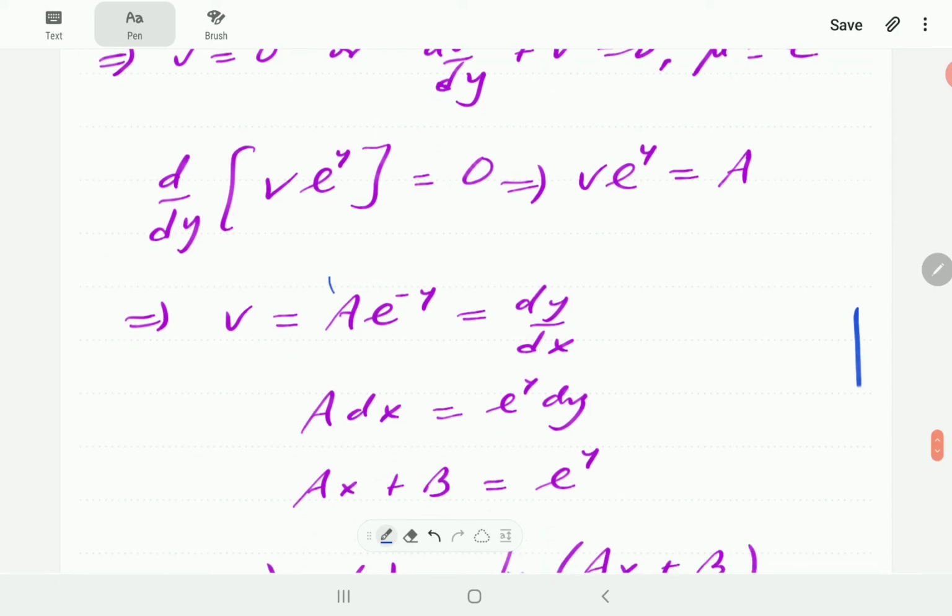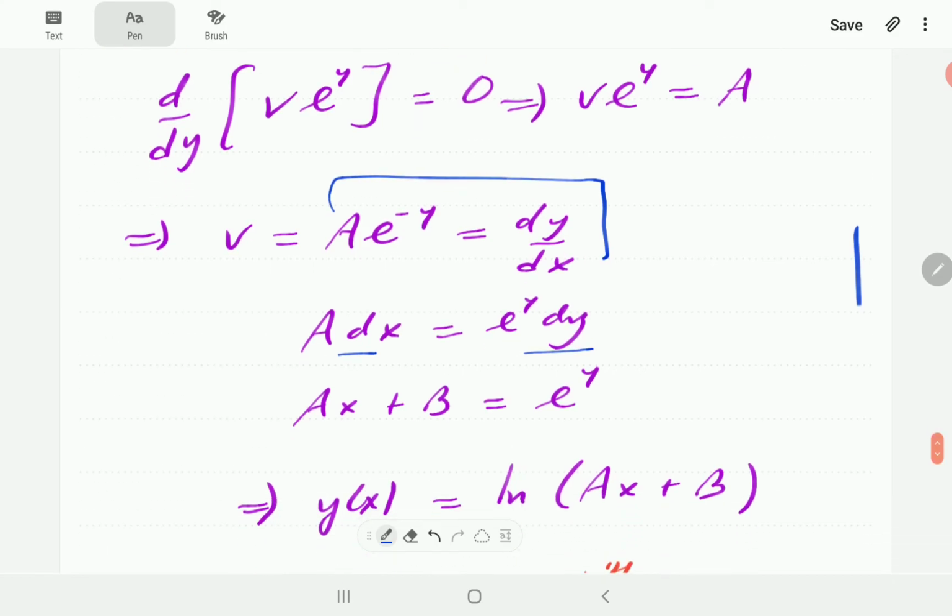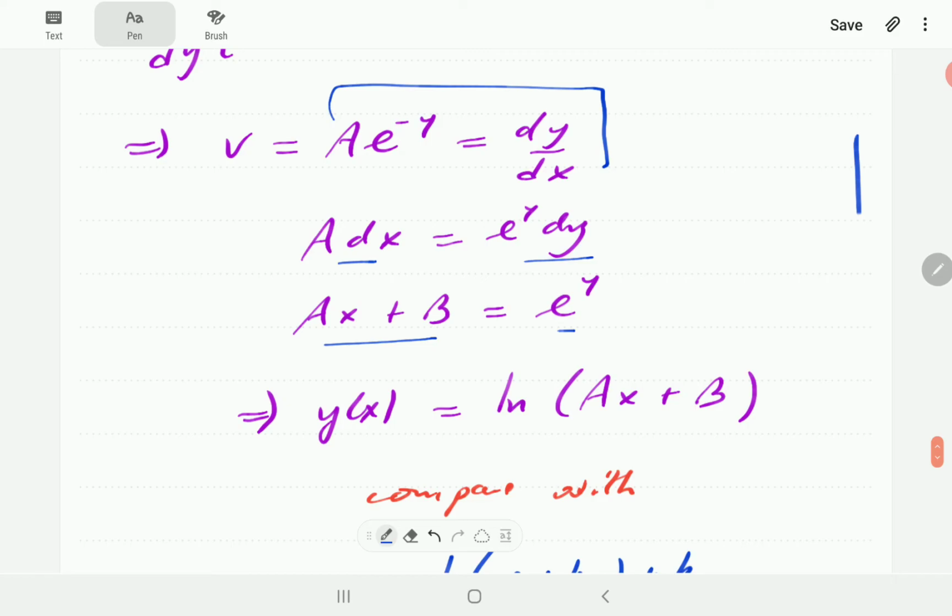So this again becomes separable. If we bring the x's to the left hand side, we keep the y's this side, and then we can integrate. So this side becomes ax plus b, where a and b are constants. This side becomes e to the y, and so the general solution is y equals ln of ax plus b.